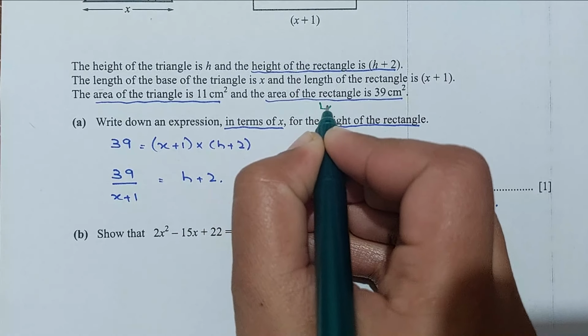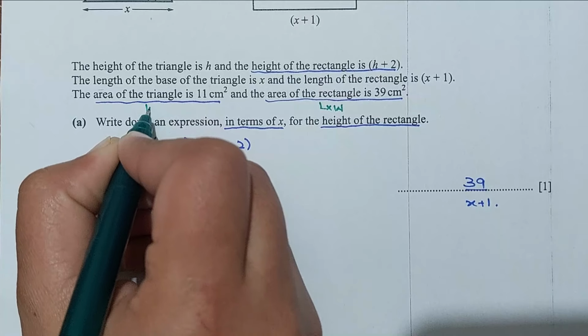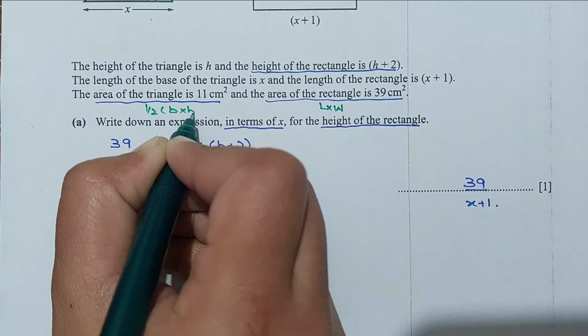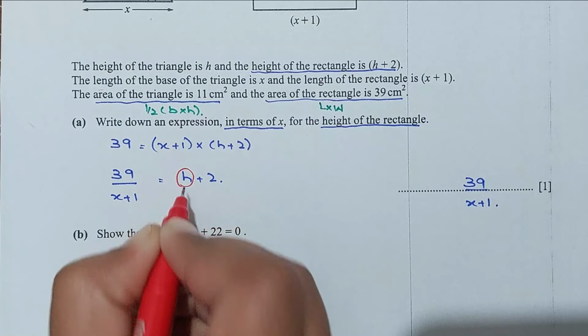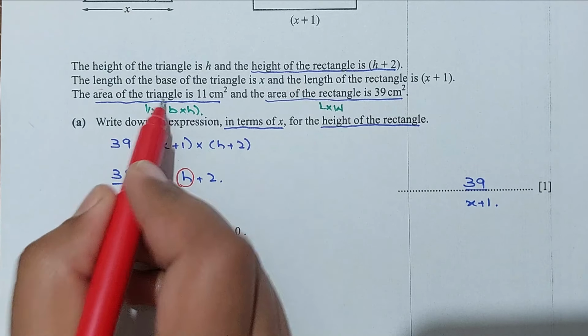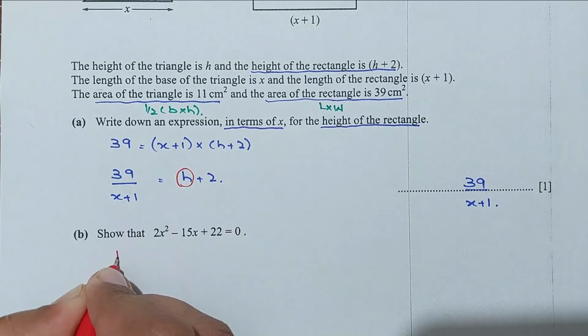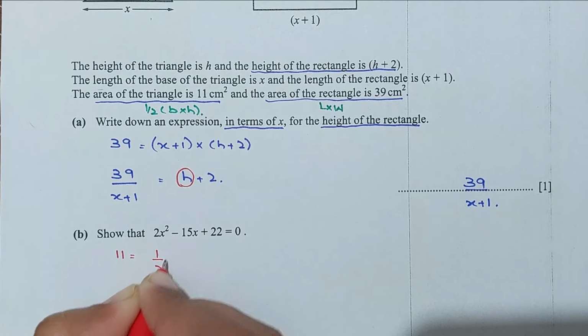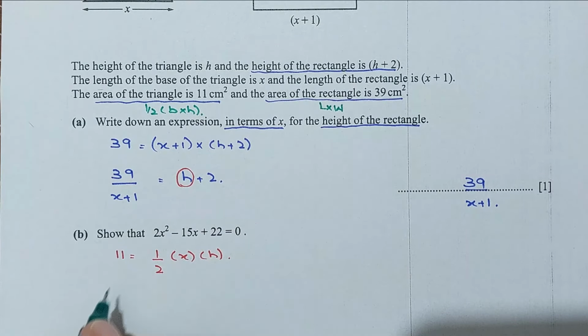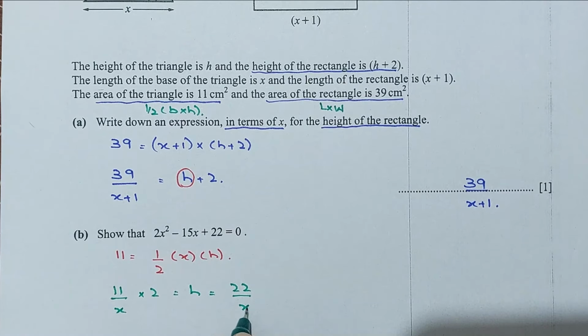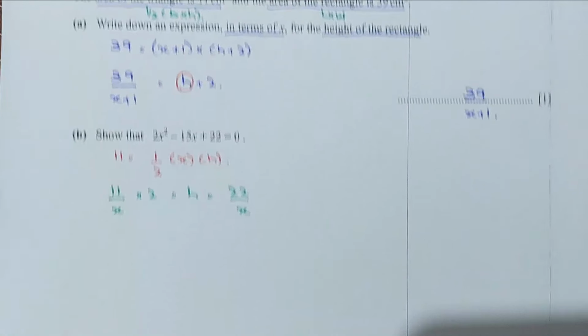So area of a rectangle is length times width, and area of a triangle is half base times height. Let me use this information as well to solve for h. Let me put the h value over here to get this expression. Area of a triangle, which is 11, is equal to half base x times height h. Let me solve for h from here. This is 11 divided by x and times by 2. This is the h, which is 22 over x. Let me substitute this h value over here.